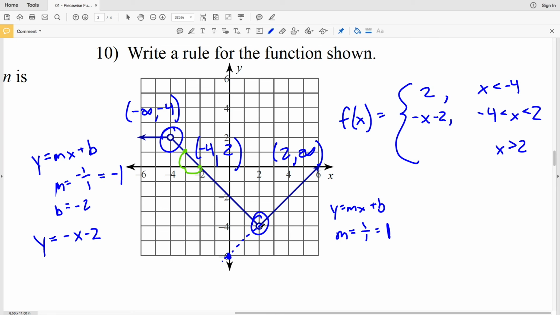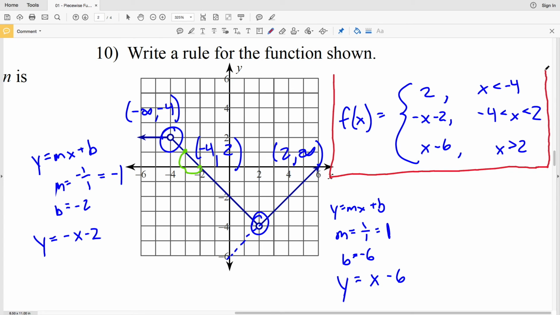Using our slope of 1 over 1, we can also go -1, -1, so 1 down, 1 to the left, 1 down, and 1 to the left to get to the point -6. So our b value is -6. So our equation, y equals mx plus b, is going to be y equals 1x, or simply x, plus b, which is plus -6 or -6. So for values when x is greater than 2, we have x minus 6 as our equation. And that is the rule for our function shown in number 10.